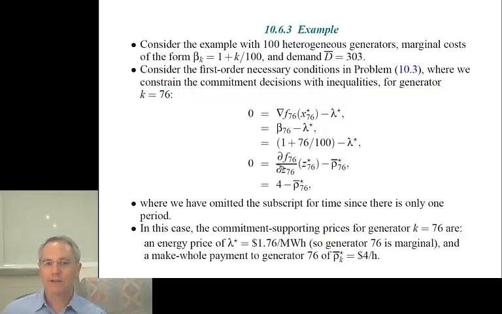Furthermore, the gradient of F with respect to Z should be equal to rho overline. And we know that that's equal to 4 from the functional form in the example, and so we obtain that rho overline 76 star is 4. So in this case, the commitment supporting prices for generator 76 are an energy price of $1.76 a megawatt hour. Generator 76 is therefore marginal, together with a make-whole payment to generator 76 of $4 an hour, if it's generating.